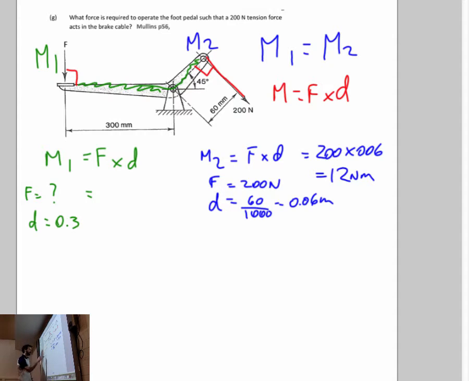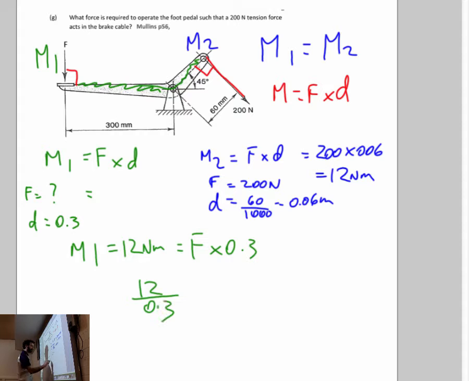In that case, if I go over here, I know that moment 1 equals 12 newton meters equals F times, what's our distance? 0.3. That makes sense. So to find the force, I did 12 divided by 0.3 equals the force. And if we do that, we should get 40 newtons.